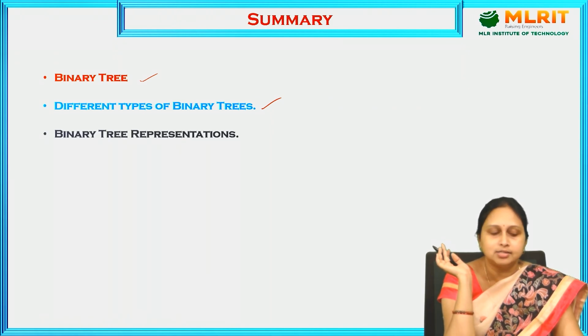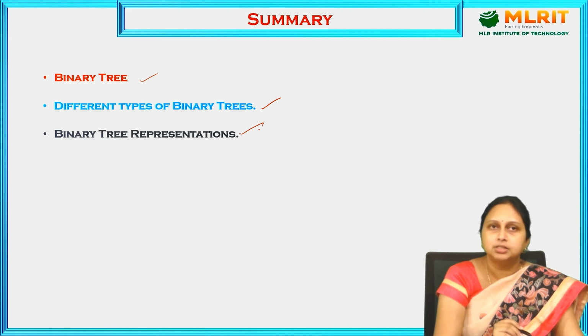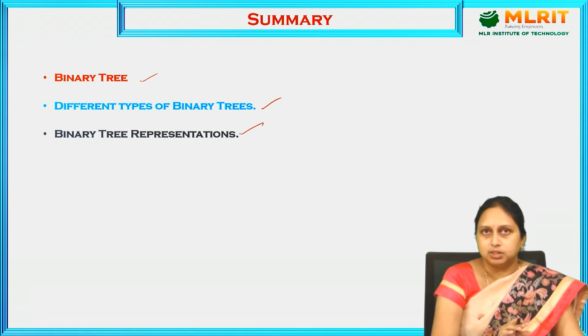And at last, we have seen about the binary tree representation. Here we have discussed two binary tree representations. One is array representation and another one is linked list representation. In array, we have some disadvantages. That's why we have moved to the linked list representation. Okay. I hope you understand this concept.